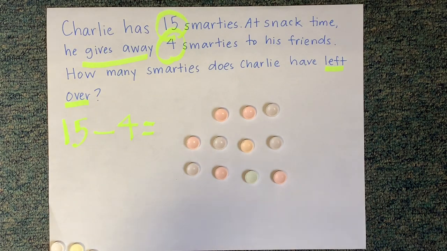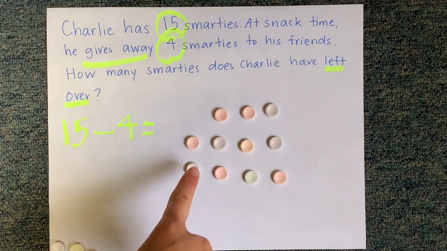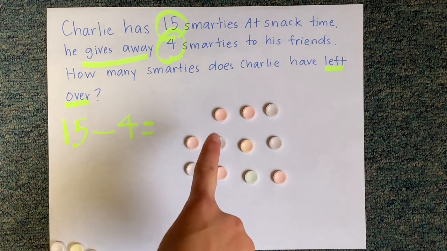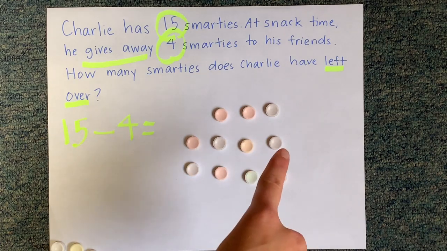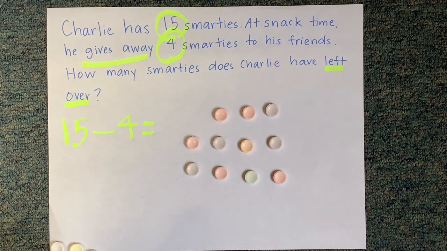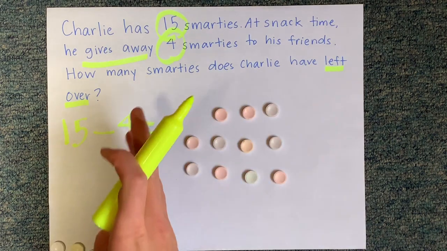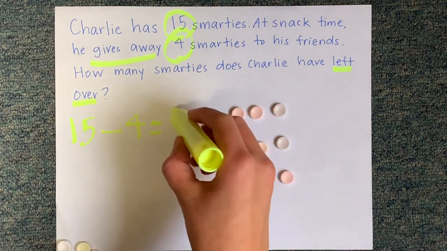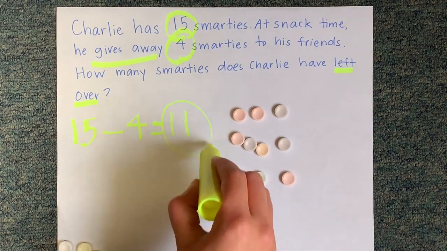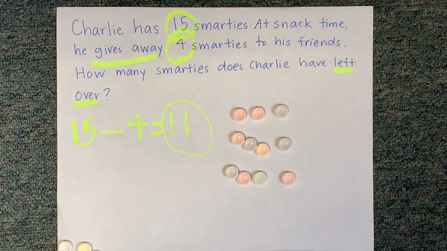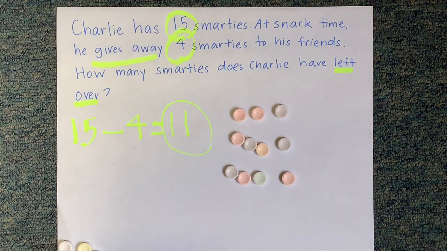Now I'm going to count up how many I have left to see what 15 minus 4 is. So I'm going to start with this one. 1, 2, 3, 4, 5, 6, 7, 8, 9, 10, 11. So that means that, whoops, my Smarties are in the way. That means I've got 11 Smarties left, and I can circle that answer so I remember that that is the answer that I got.